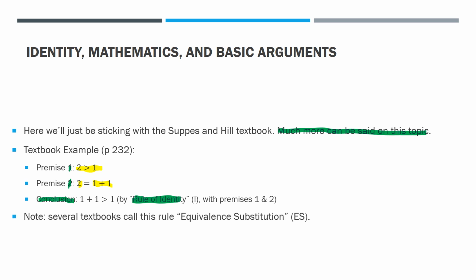I should also note, however, that a lot of textbooks do not call this a rule of identity. Instead, they call it the equivalence substitution. But for our purposes, I think I'm going to stick with calling it the rule of identity. After all, this section is much more narrowly focused than a lot of contemporary textbooks.